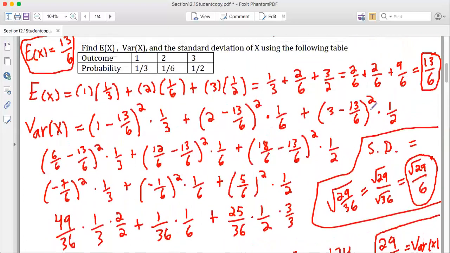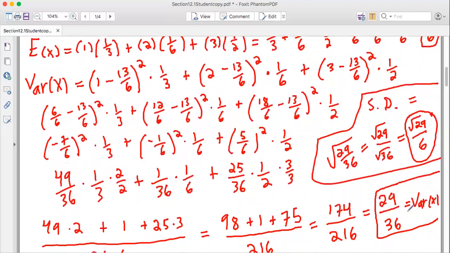So we got them all, right? Expected value was 13 over 6. Variance was 29 over 36. And standard deviation simplified to radical 29 divided by 6.